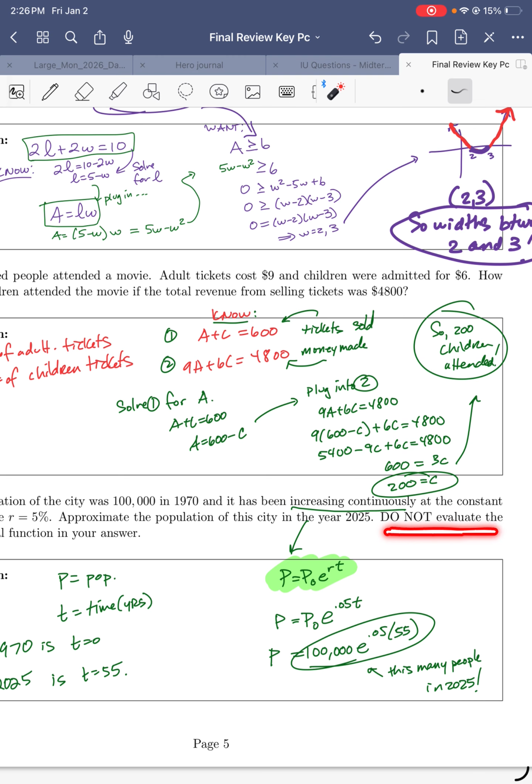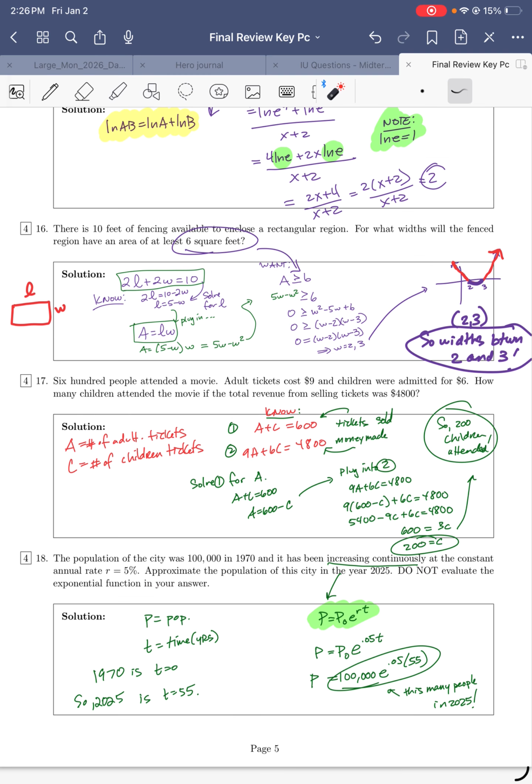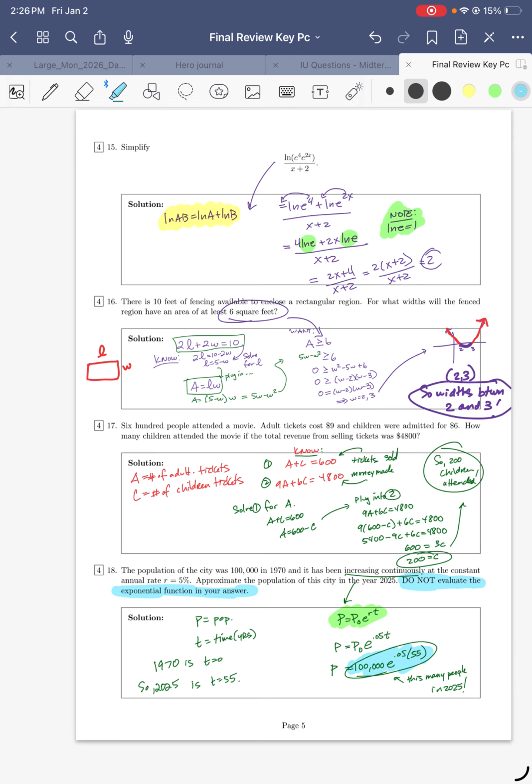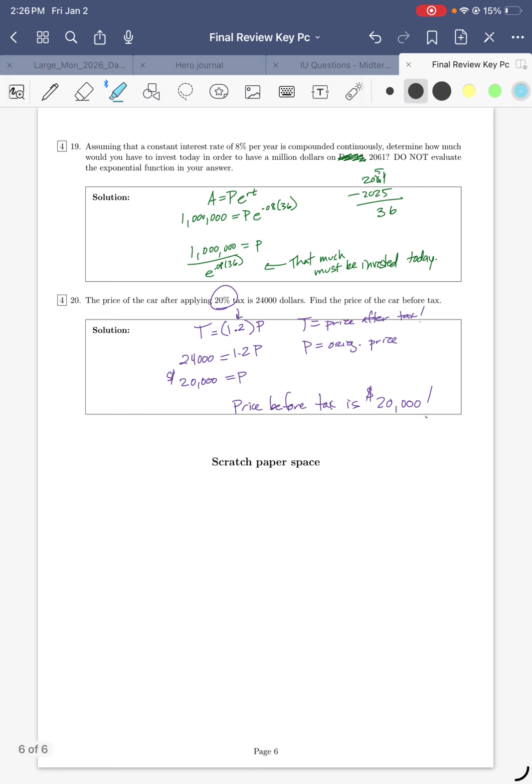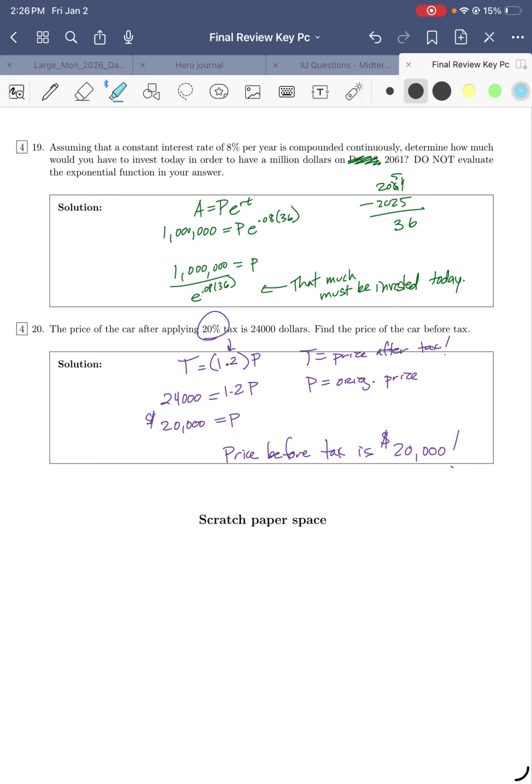Notice the beautiful way this test creator set it out for you. They said, do not calculate the exponential function in your answer. So this is allowed to be your answer. Cool.